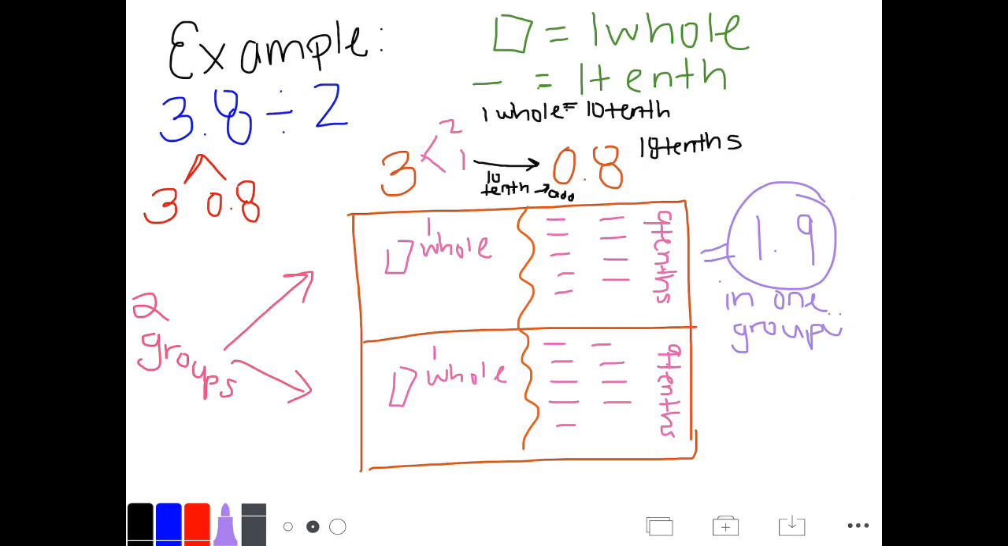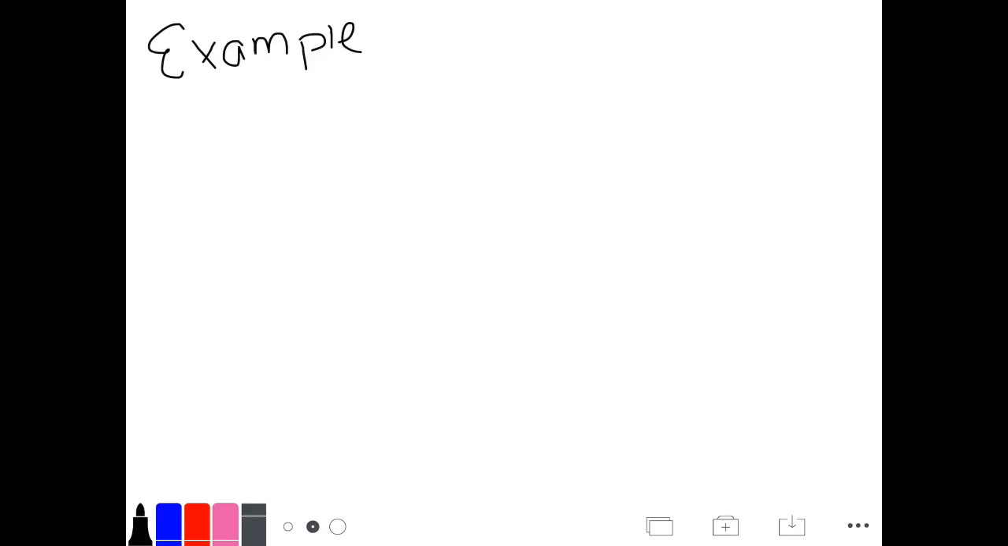Now, stay tuned because right now we just did a 2-digit divided by a 1-digit number. So example 2 here, 11.5 divided by 5. We're going to decompose 11.5 or 11 5/10 to 10, 1, and 5/10.